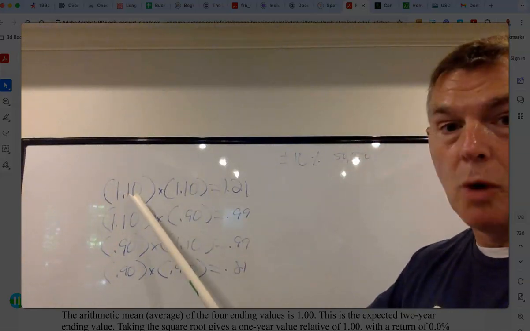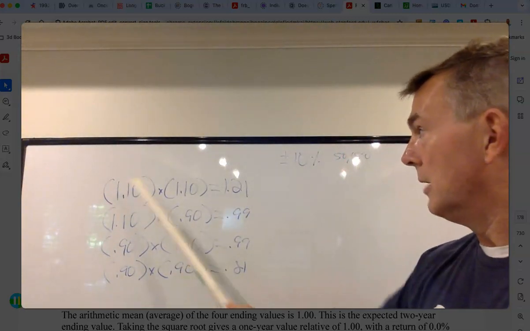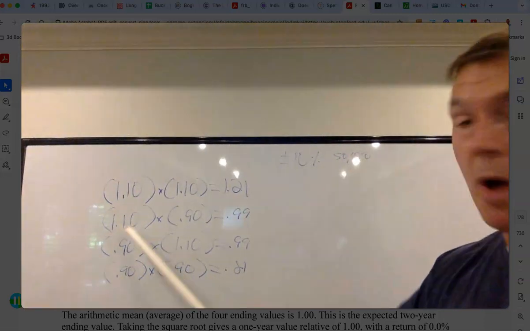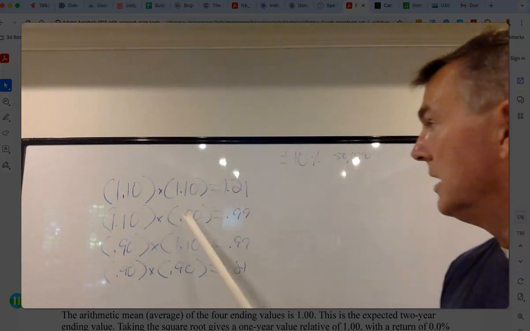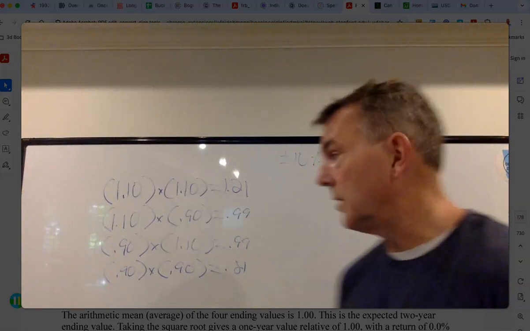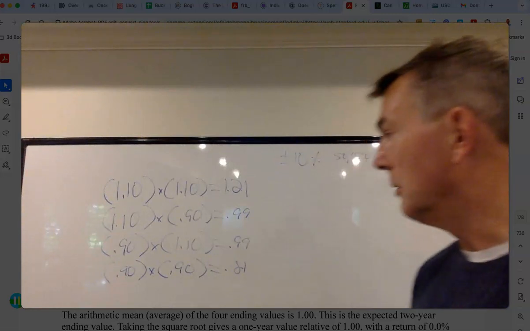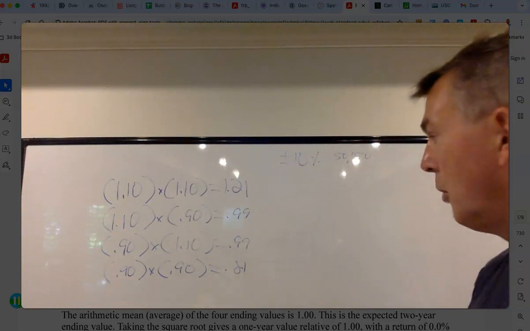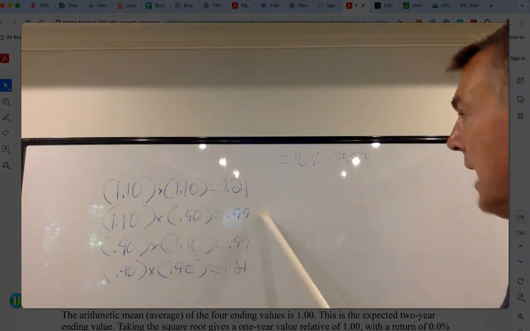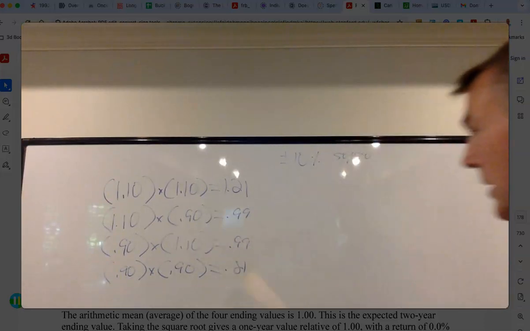In scenario 1, you could get a 10% positive rate of return twice, which means you end with 1.21 times your money. Scenario 2, you get a positive 10% in year 1 and a negative 10% in year 2, and so you end at 0.99. Scenario 3, negative in year 1, positive in year 2, you also end at 0.99. Scenario 4, negative in both years, you end at 0.81. So for simplicity, $1,000 invested would be $990 here, $990 there, $1,210 there, and $810.